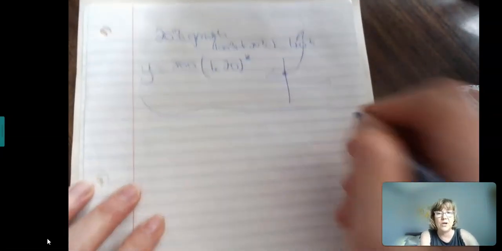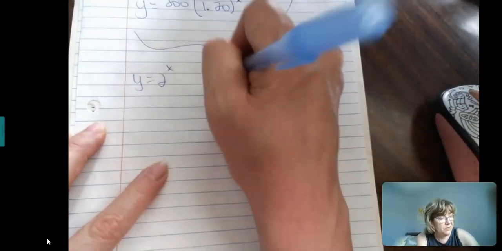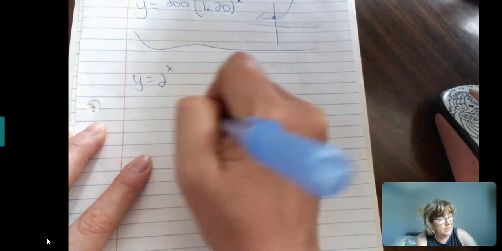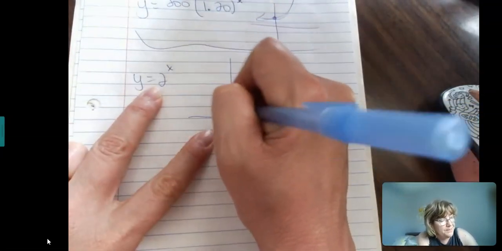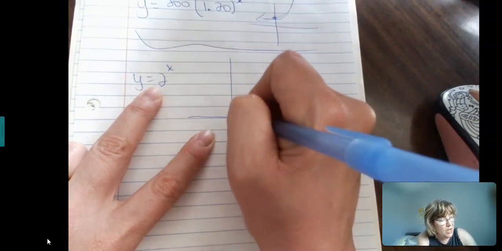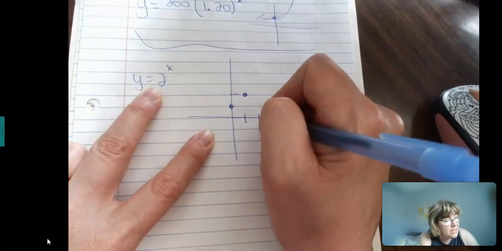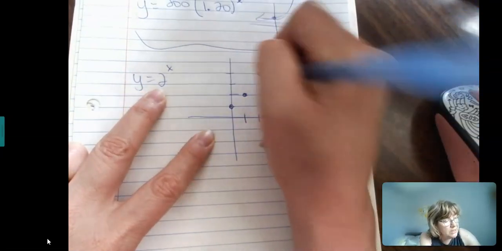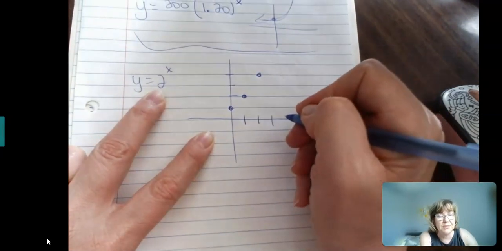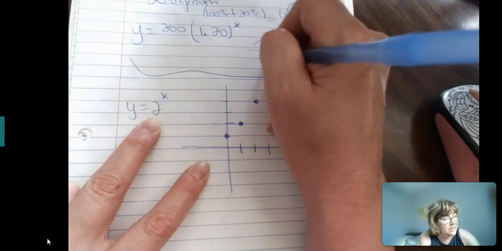All right, let's graph one of these. Say I give you 2 to the x, okay? So there's just input and output. If I sub in 0, I'm at 1. If I sub in 1, I'm at 2. Now this is not linear. If I sub in 2, I'm at 4. If I sub in 3, 2 times 2 times 2 is 8. 1, 2, 3, 4, 5, 6, 7, 8 is way up there.